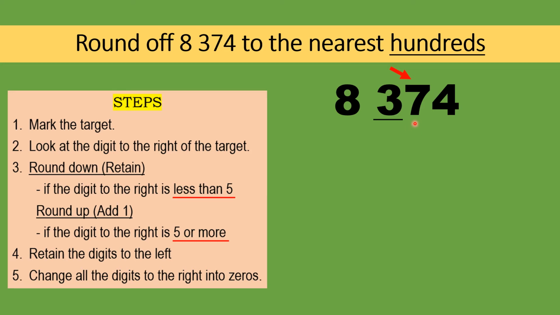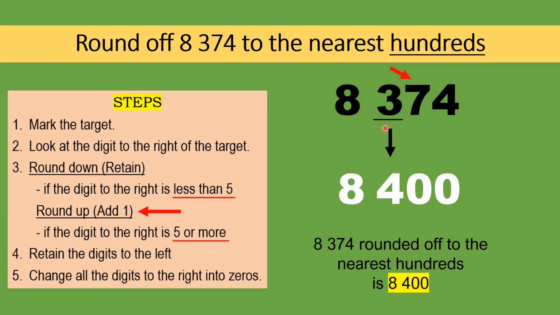But since the digit to the right is 7, that means that we have to round up the number. So 3 plus 1 is 4. The next step is to retain the digits to the left and change all the digits to the right into zeros. Therefore, 8,374 rounded off to the nearest hundreds is 8,400.